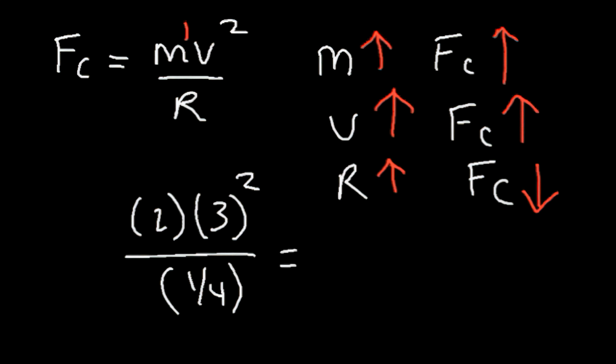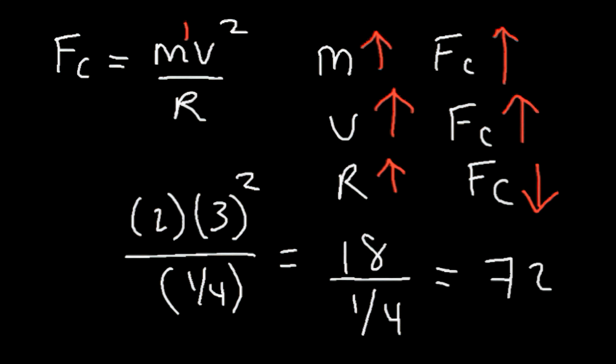3 squared is 9 times 2, that's 18. So this is 18 divided by 1/4. 18 divided by 1/4 is equal to 18 times 4. So the centripetal force is 72 times as great. So it increases by a factor of 72. And so that's how you can answer these types of problems. You can take that approach to solve it.